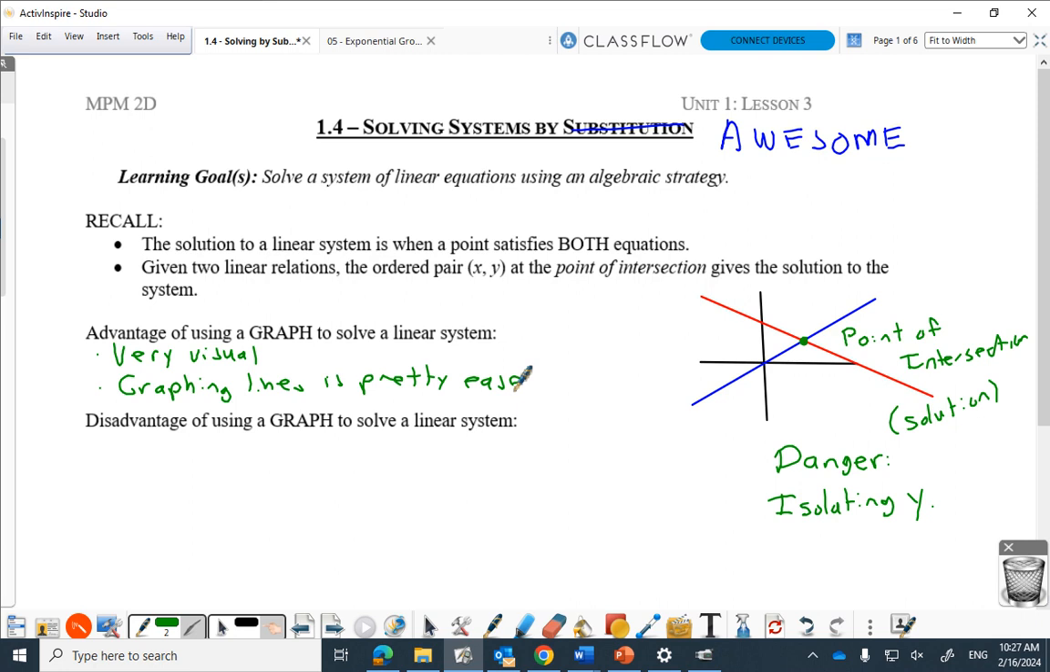What are the potential problems with graphing, though? I can think of 2. I've heard of 4, so there's lots of great answers here. What are the potential difficulties with graphing? I don't mean just y equals mx plus b. What? Decimals. Disadvantage. Doesn't handle decimals accurately.